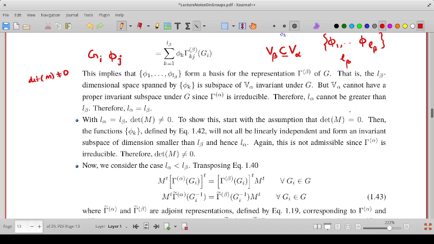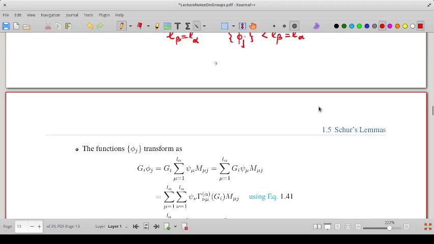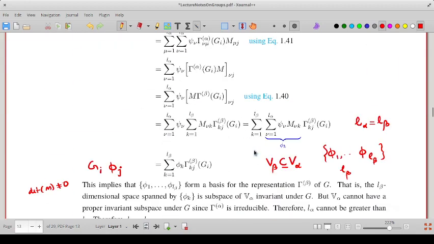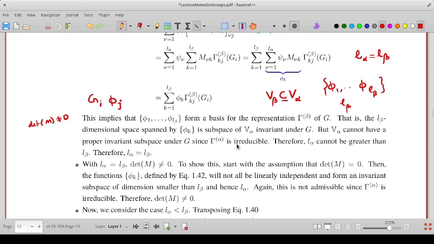So what we have obtained now is the following. We started with the assumption that L alpha is greater than or equal to L beta, and using the initial assumption that M and gamma alpha satisfy the condition that we started with, and using the fact that gamma alpha is an irreducible representation, we get the result that L alpha and L beta should be the same. So in that case, we can also show that the determinant of M is not equal to 0.